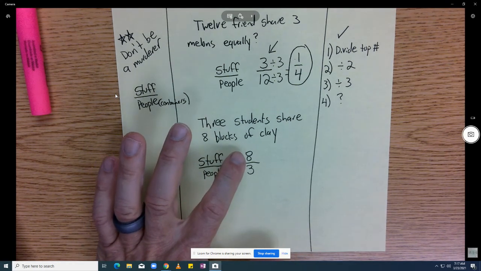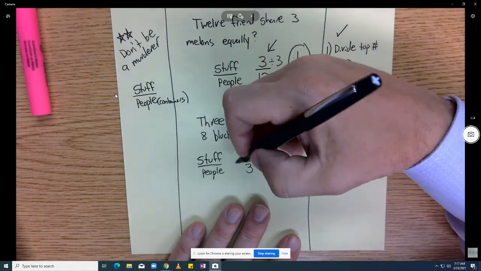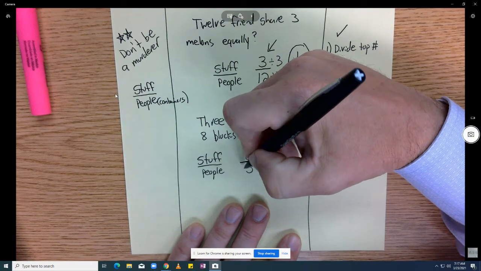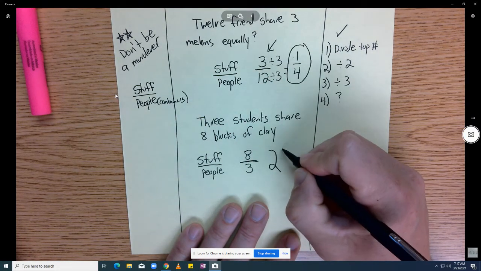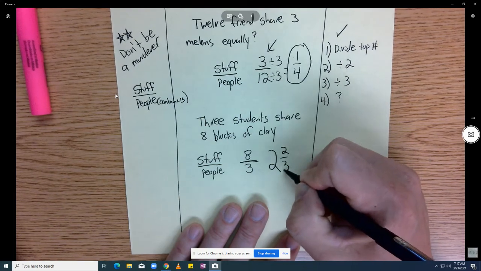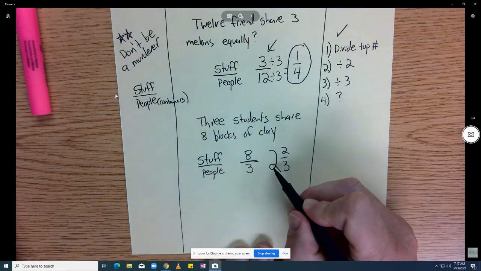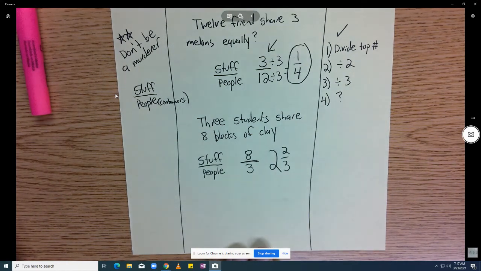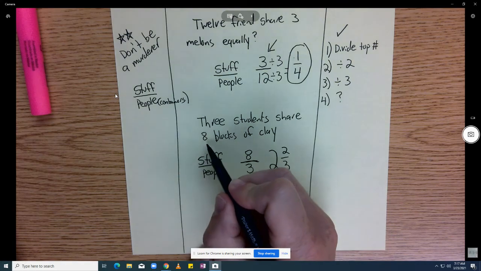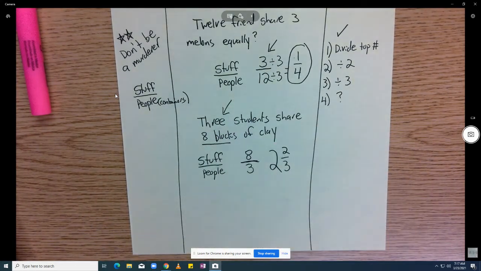Now, we don't leave numbers where the numerator is bigger than the denominator. So remember, all fractions are division problems. 8 divided by 3 equals 2, which would get us 6. Remainder 2/3. So how many blocks of clay does each student get? 2 blocks of clay to their own, and then they share the third one. They each get 2 little slices. Does that make sense? Well, let's see. There's more stuff than there is people. So yes, they're going to get their own thing.